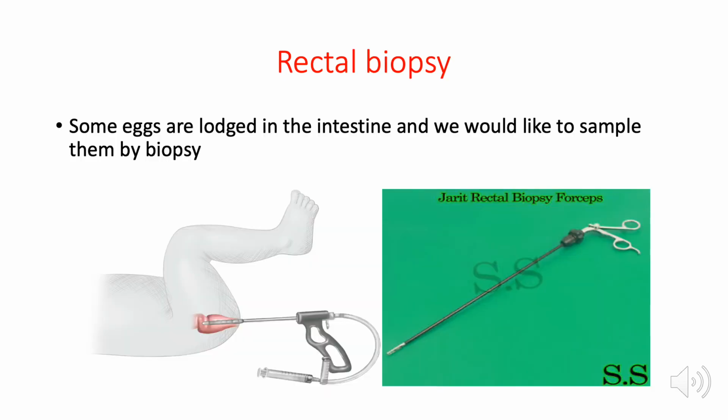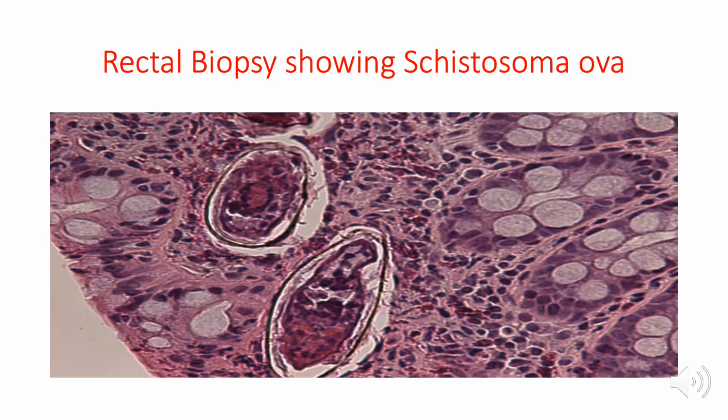We can also perform rectal biopsy. In this procedure, we just get a small portion of the rectum and make a thin section of it, put it on a slide, apply stain, and simply look for the presence of deposited ova. This is a picture of a rectal biopsy that is positive for the presence of deposited Schistosoma ova.